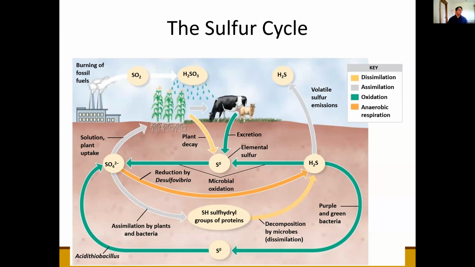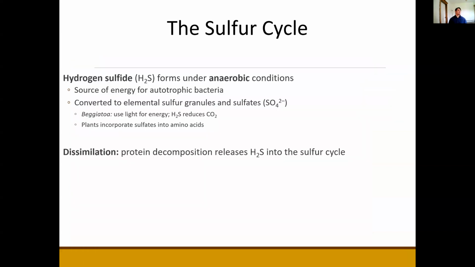Anyway. And then oxidized forms of sulfur, such as sulfates, you can see over there, are used as electron acceptors as a substitute for oxygen under anaerobic conditions by certain bacteria. Many organisms assimilate sulfates to make SH groups of proteins. So, important to know. So again, just a bit of a similarity here that I want to point out.